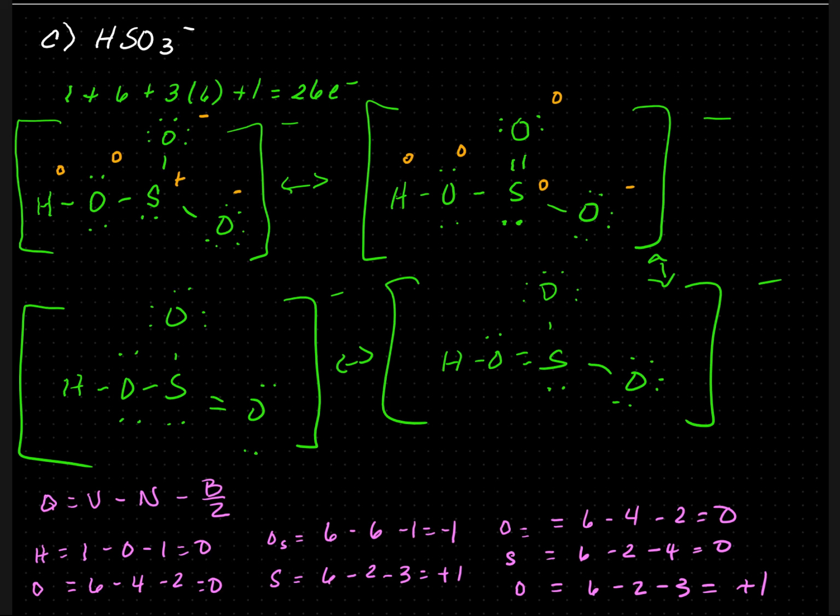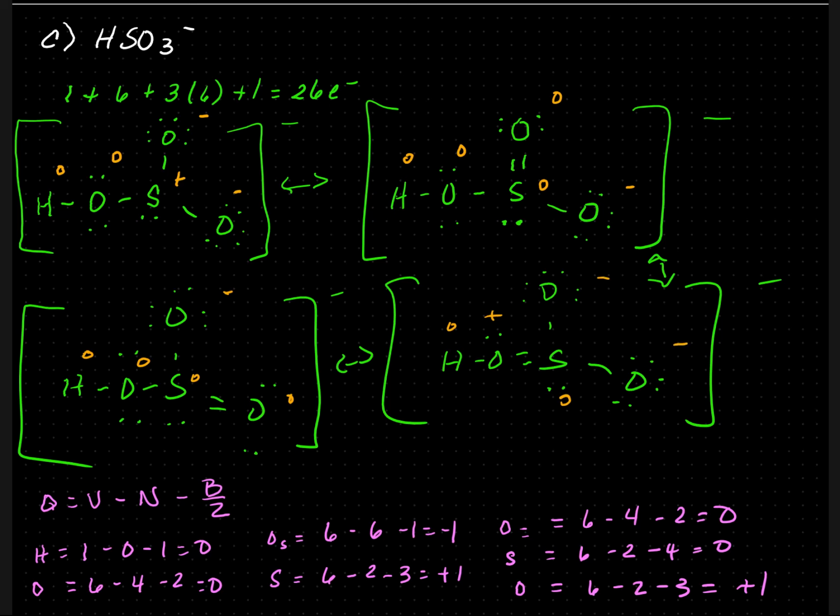The bottom right will have the same charges as the top, so hydrogen is 0, oxygen is 0, the single bond oxygen is a minus, the double bond is 0, and the central atom is 0. The last picture, the hydrogen is again 0, the double bond oxygen is a plus, the sulfur is still 0, the single bond oxygens are minus minus.